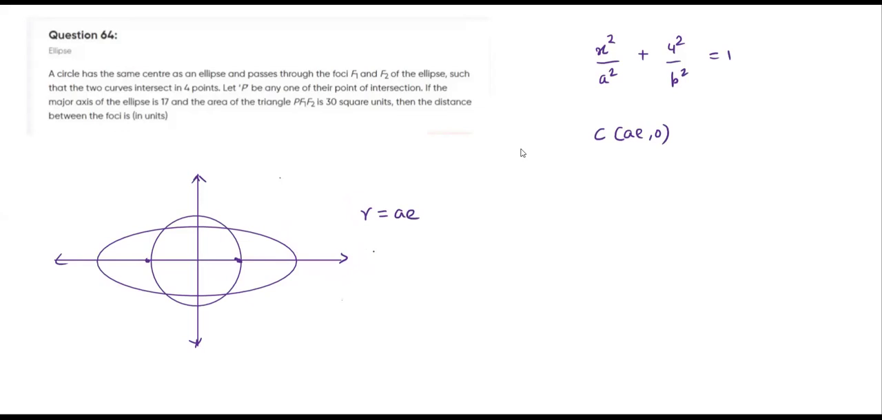And they are asking that the two curves intersect in 4 points. So obviously, these two curves intersect at one, this is two, I'll mark it in red. These are the points where it is intersecting. So two curves are intersecting at 4 points. Let P be any one of their points of intersection. Let's assume this is the point of intersection. For ease of solving, it's better to find a point in the first quadrant.